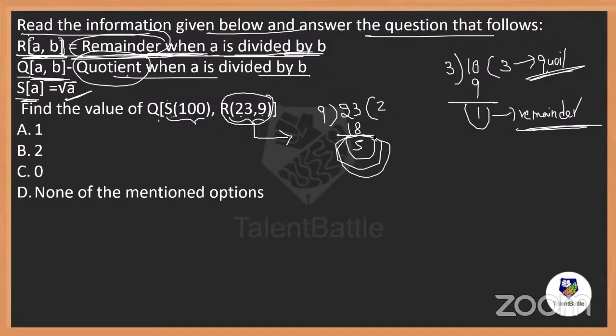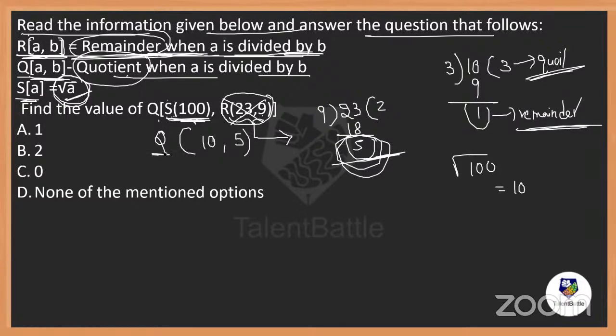So this value we need to consider. Remainder means the leftover part. So this is nothing but 5. Now here what is there? S(100). S means square root. Root of 100. What is root of 100? 10. Correct. So now if I open the brackets, S(100) means 10 and R(23, 9) means 5.